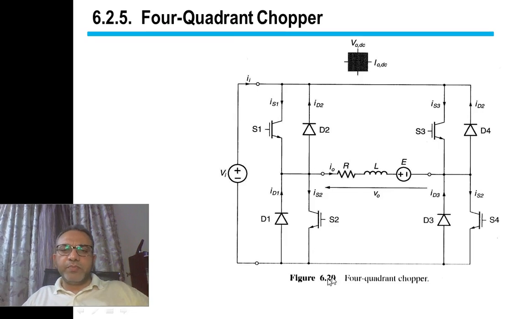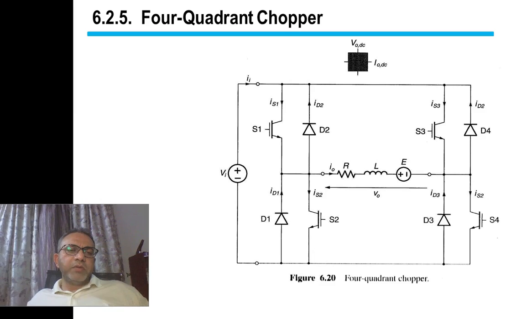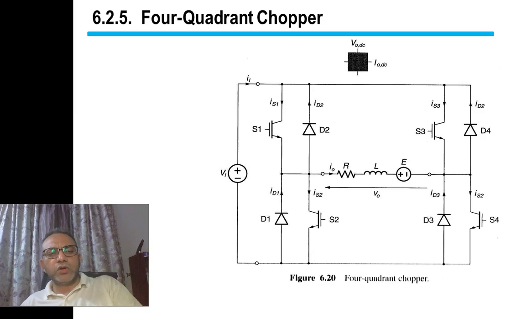So in this diagram 6.20, we have the four-quadrant chopper, where first of all, voltage can be positive or negative. This is all four quadrants, and current can flow either positive or negative. The voltage can vary from positive VI to minus VI, and current can be positive and negative. Positive and negative current means that current can flow into the load or out of the load.